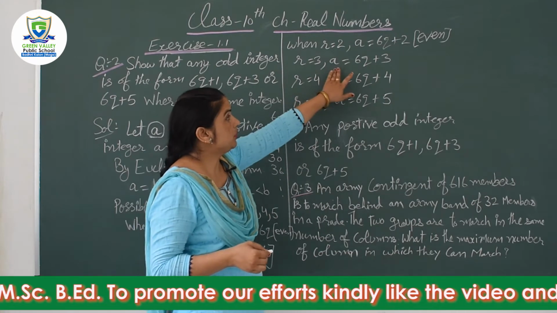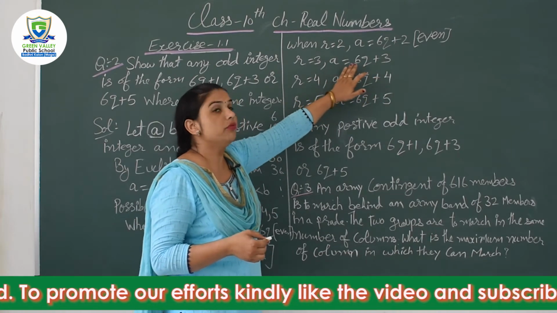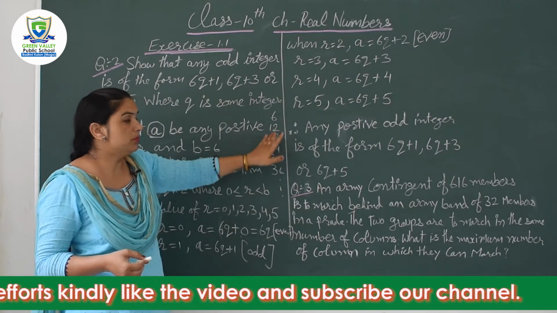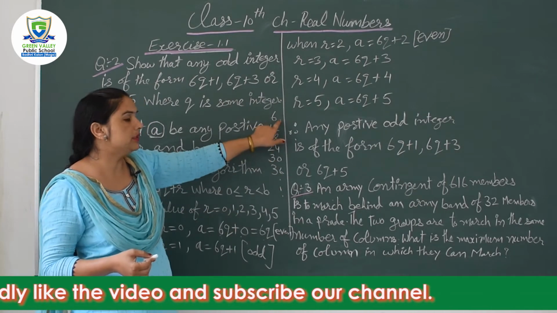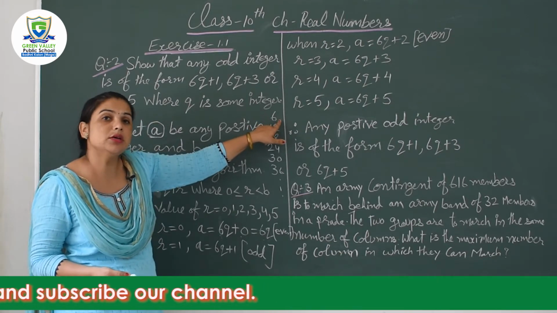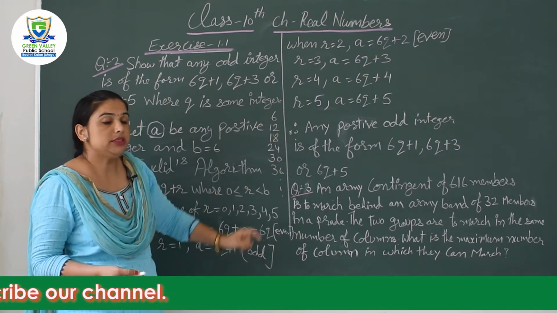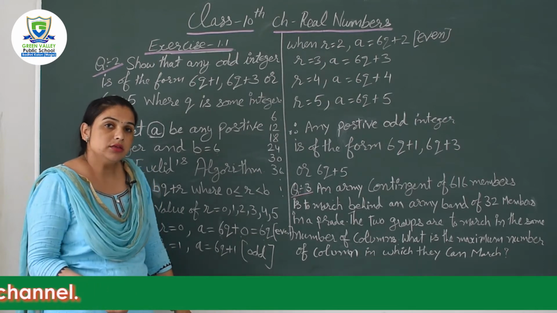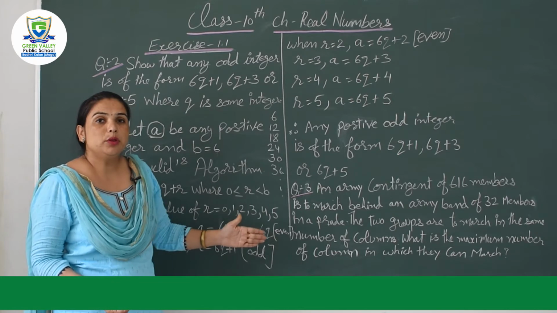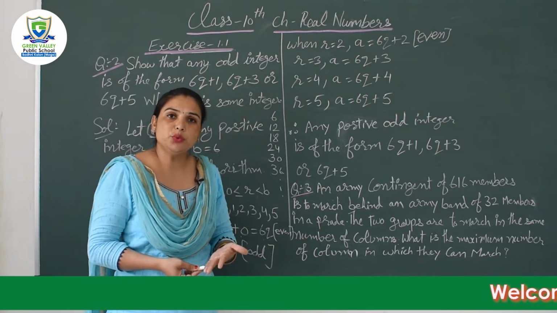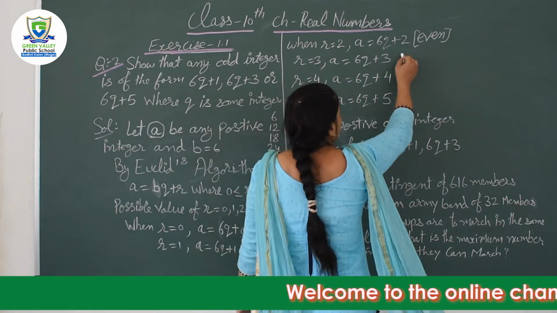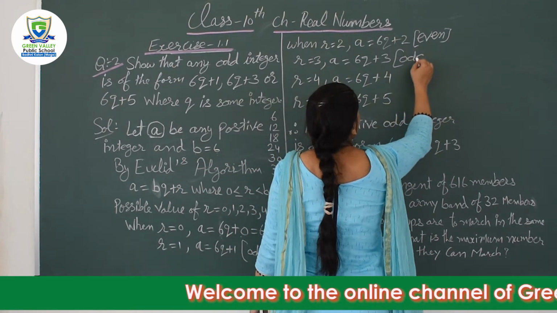And if we substitute 3 into this, then it will become 6q plus 3. And if we add 3 to a multiple of 6, 6 plus 3 is 9, and we know 9 is not an even number, it means it is an odd number. And 12 plus 3 is 15, it is again an odd number. In the same way, for every multiple of 6, if we add 3 to it, it will become an odd number. So I will write it as odd.